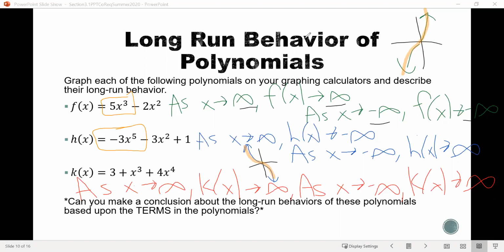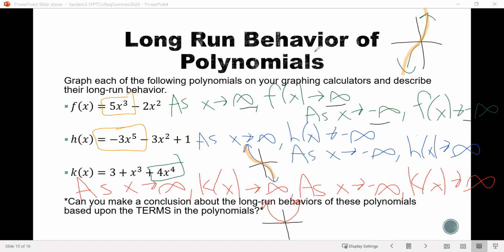Okay, interesting. And for the last one, we see that as x goes towards positive infinity, the k of x's go towards positive infinity. As x goes towards negative infinity, the k of x's still go towards infinity. So we get this shape, which kind of looks like the shape of an even-powered polynomial. And we see here that there is an even power. Okay, so it seems like the shape of the graph or the long-run behavior has something to do with the terms or some even or odds.